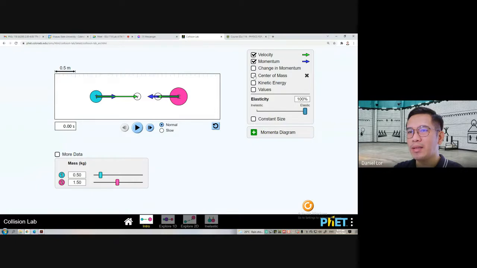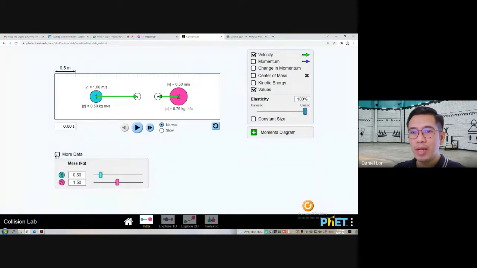Center of mass, kinetic energy. Here we can see the kinetic energy, 0.44 joule initially, and the values. When you click the values, the initial values of the velocities, the kinetic energy, and the momentum are shown.